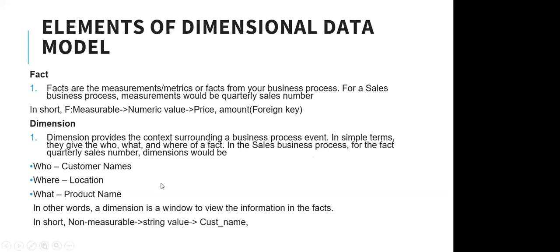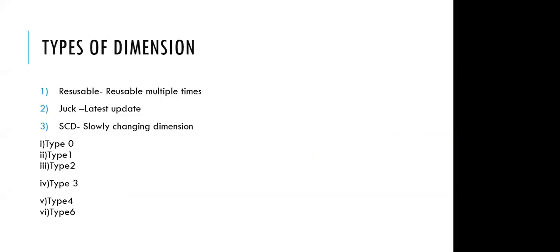So in other words, a dimension is a window to view the information in the fact. If we have the fact, we'll create the dimensions. It's non-measurable: we can't measure any dimension value, but in terms of facts, we can measure those values. So facts will be considered numeric, and dimensions will be considered as strings. For example, we could take the sales number, and here we can take who that sales person is, which location it's coming from, and what that product is, everything.